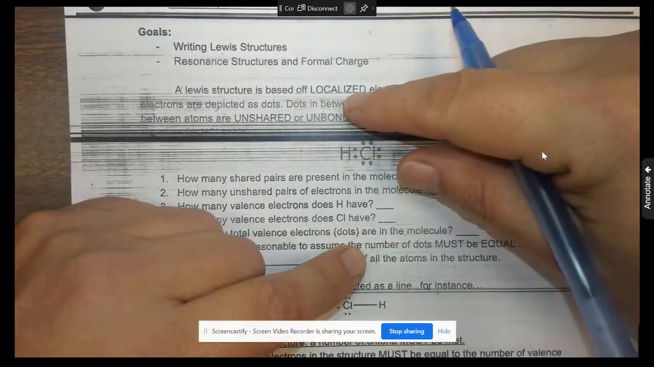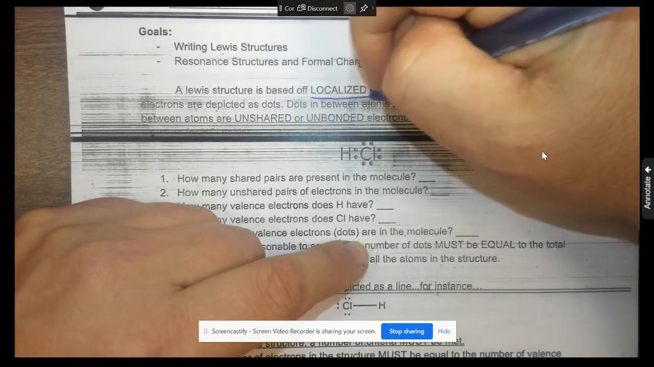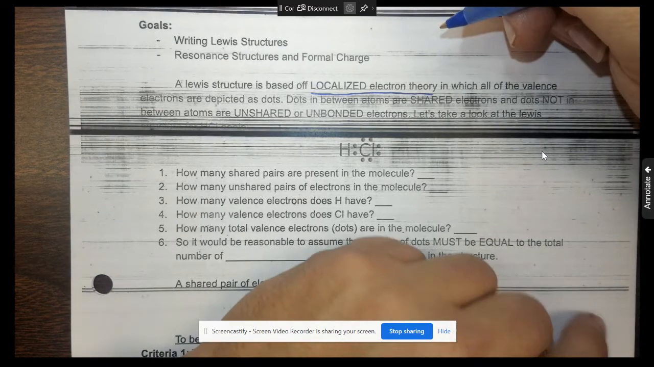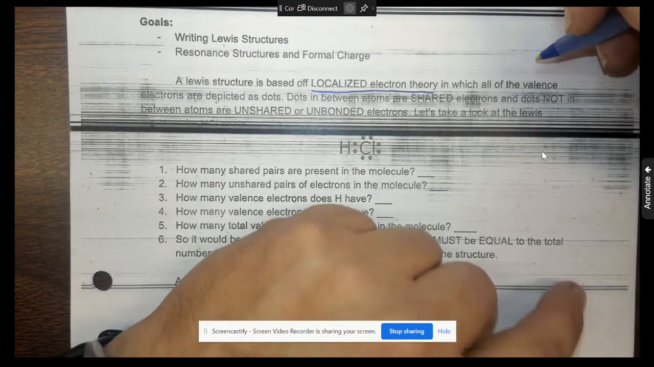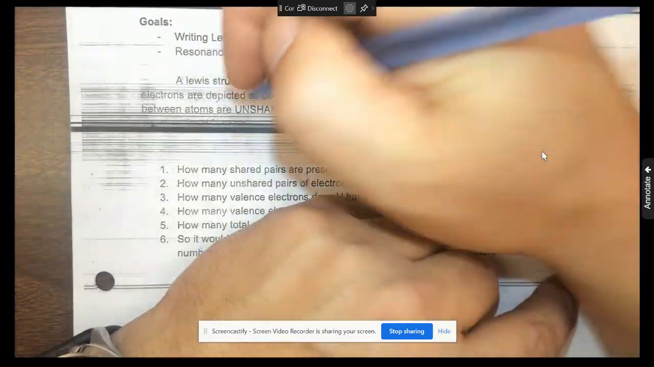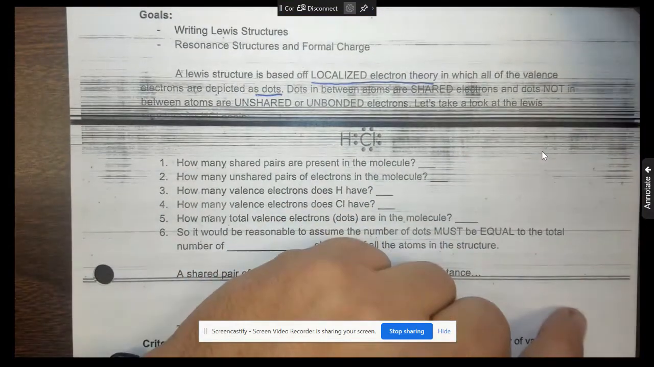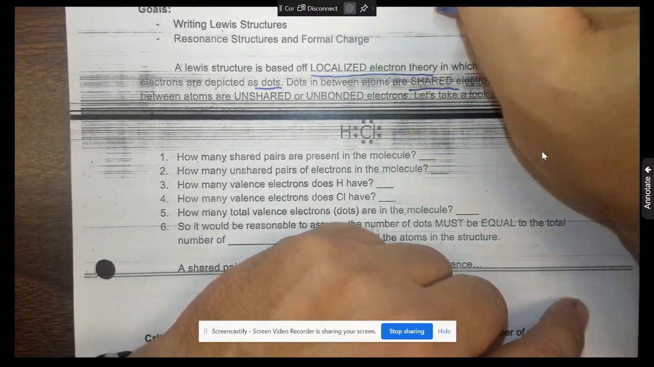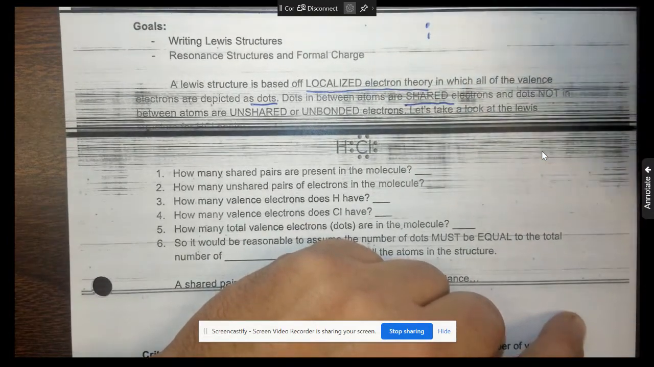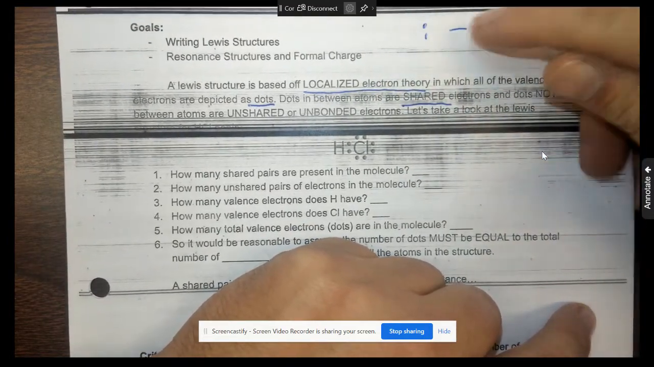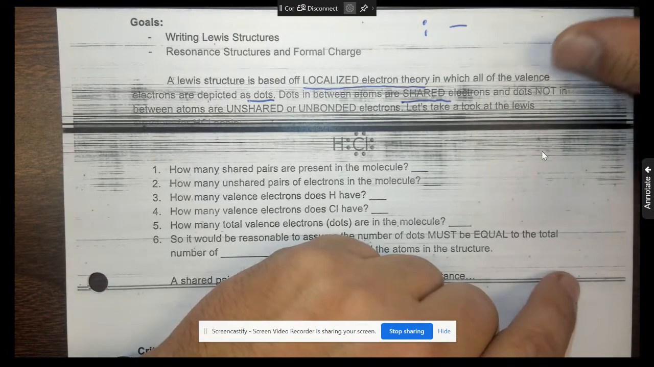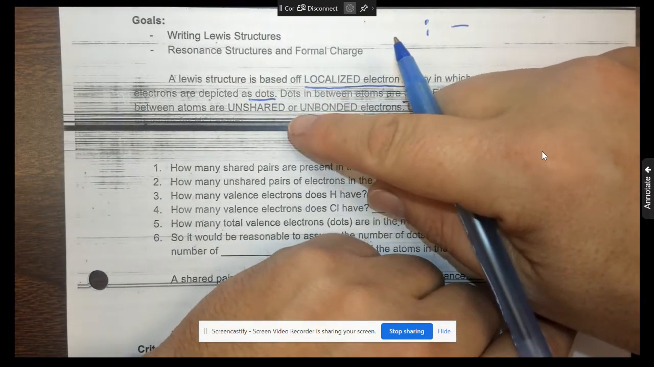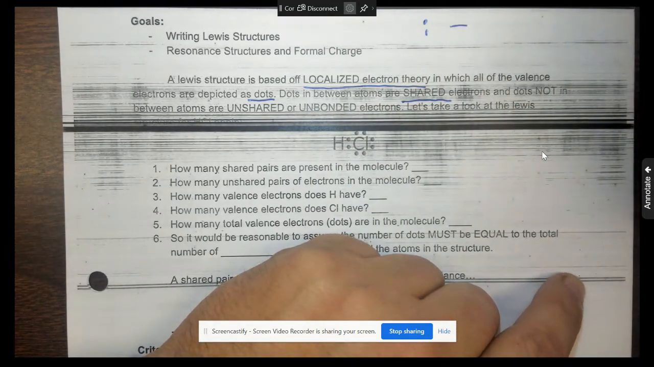A Lewis structure is based off of localized electron theory. That means that electrons are local to individual atoms, and all the valence electrons are going to be depicted as dots. We've seen that already. Dots in between atoms are shared. Remember, a shared pair of electrons is a bond, and we typically show it with a line. And dots that are not in between atoms are unshared or unbonded electrons.